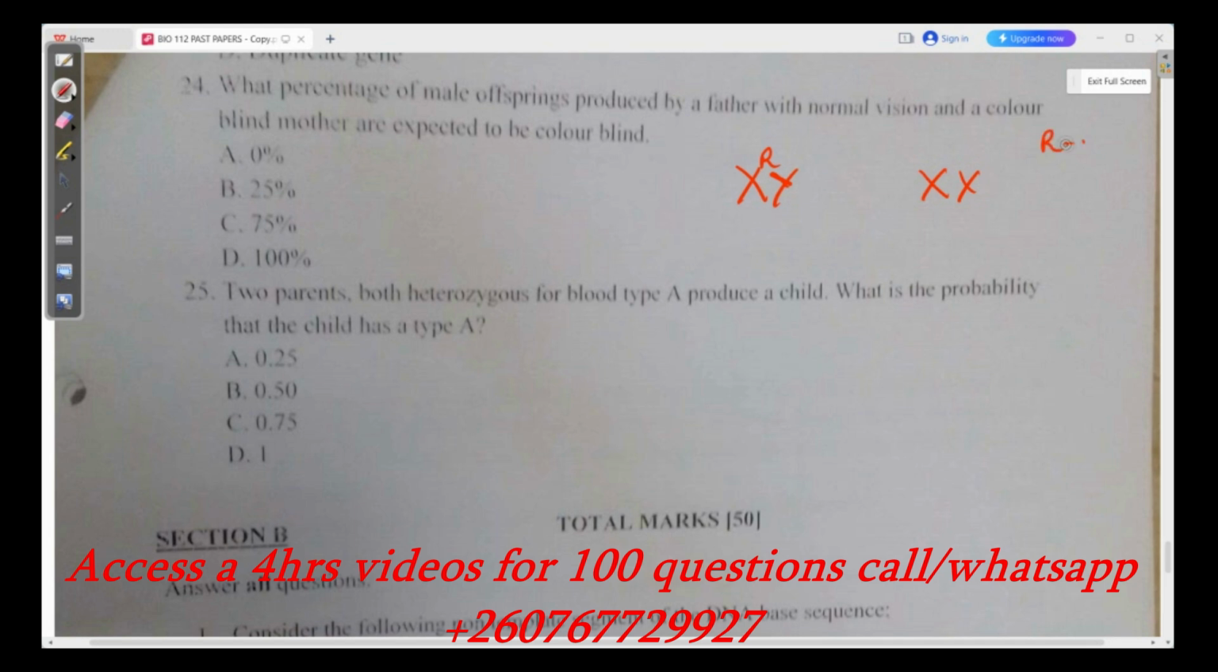So R, normal, then this color blind, this one blind vision, and a mother with a normal vision and a color blind mother. So for the mother to be color blind, she has to have this genotype. Okay, she has to have that genotype. So this is going to be the cross. So from this cross now we start.